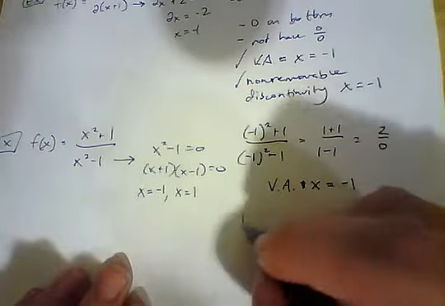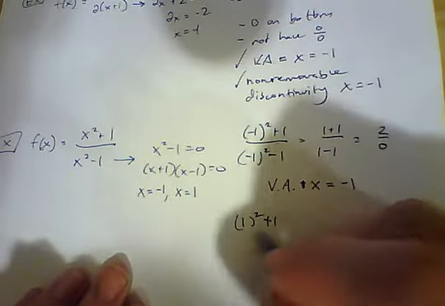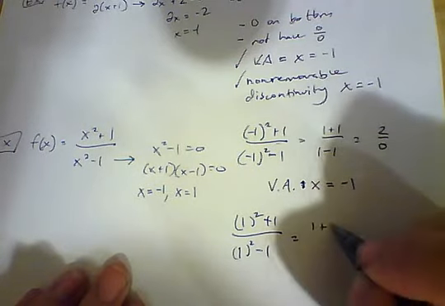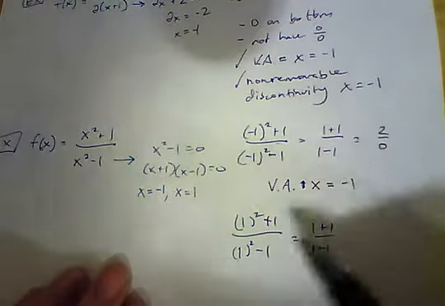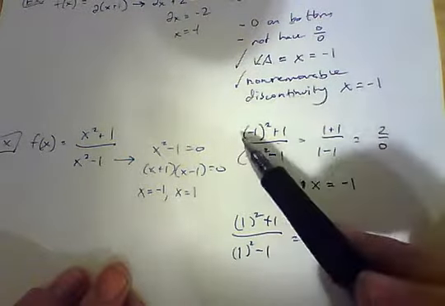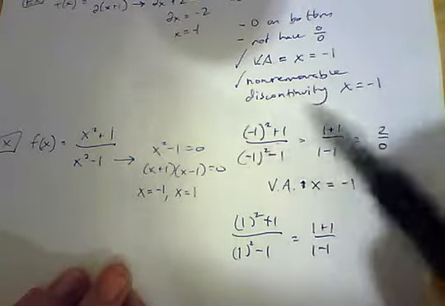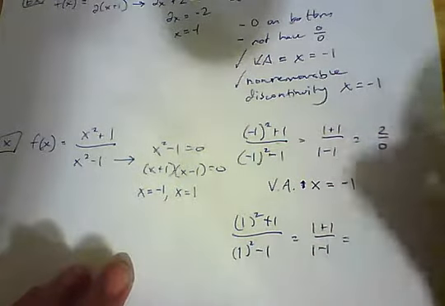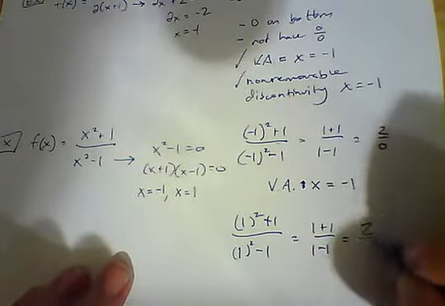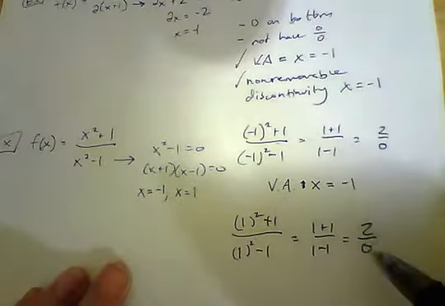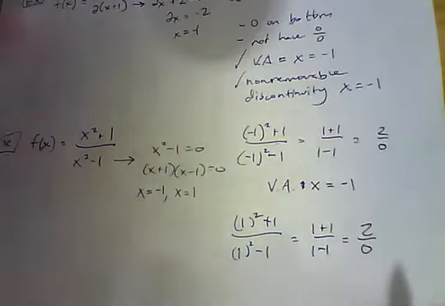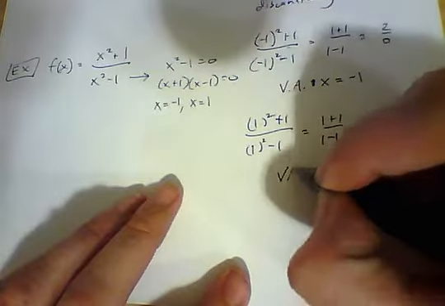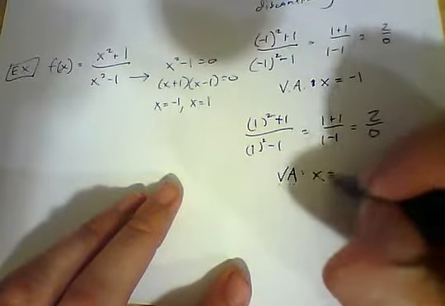If we plug in 1, we get, again, 1 plus 1 over 1 minus 1, because we have the squareds. It didn't matter that this was negative because we squared it, we made it positive anyway. So these two are going to be the same thing when we substitute it in, and we get 2 over 0 again. So again, we have proved that we're going to get a vertical asymptote here as well at x equals positive 1.